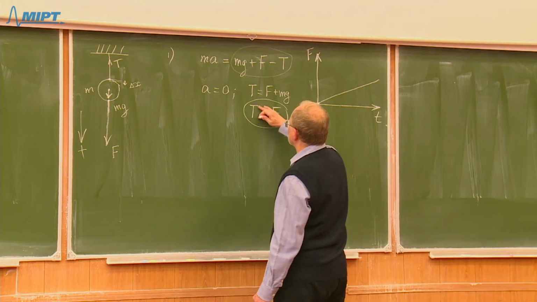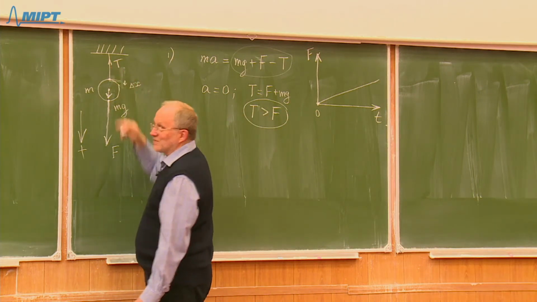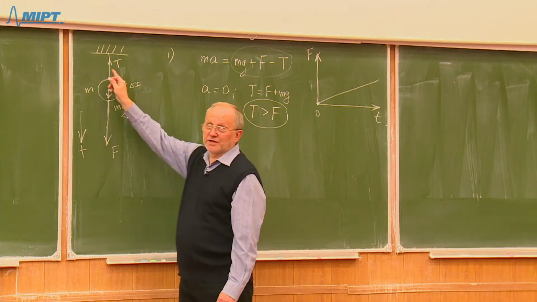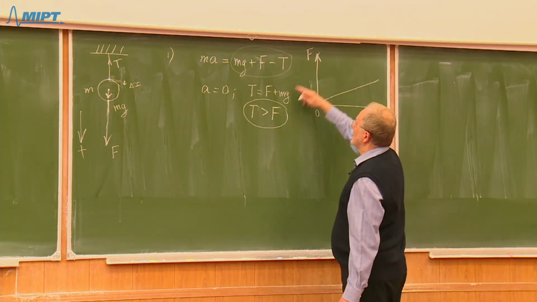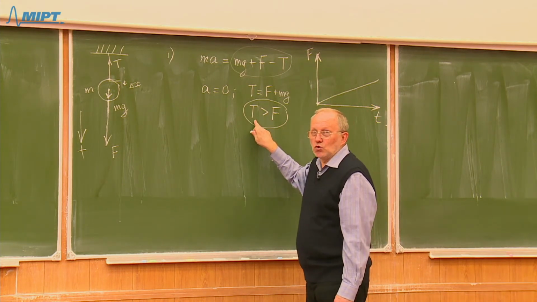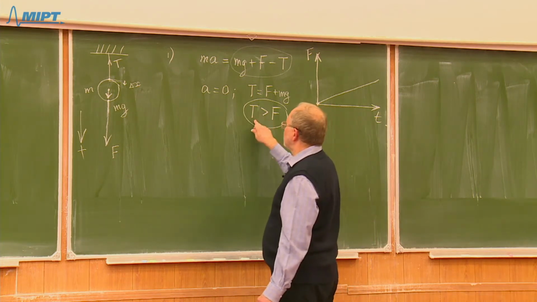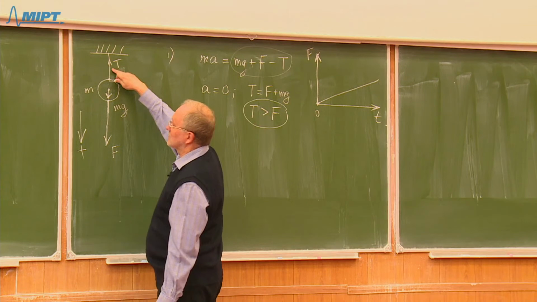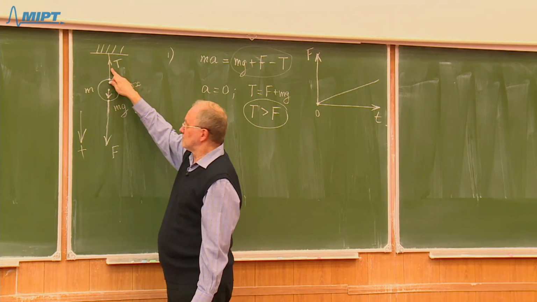If this force of friction is larger than F, then the upper string will be the first to break here. The upper string will be the first to break, because the force F is increasing in time, and the force T is always larger than F at any moment of time. So if force T here at the upper string is always larger, then the upper string will break the first.